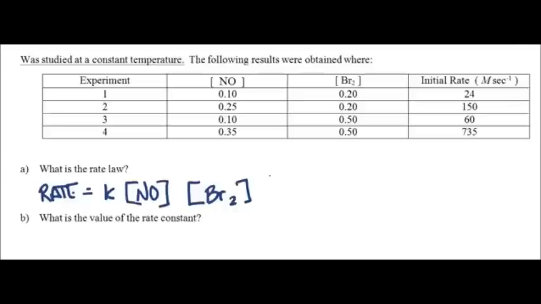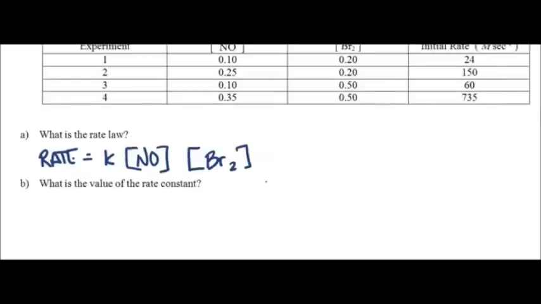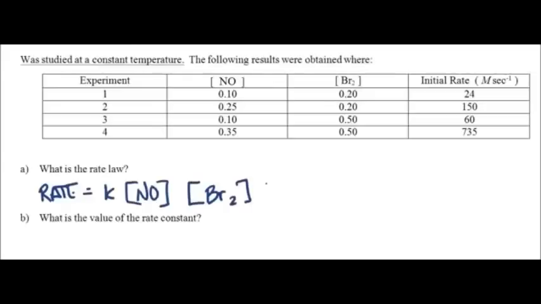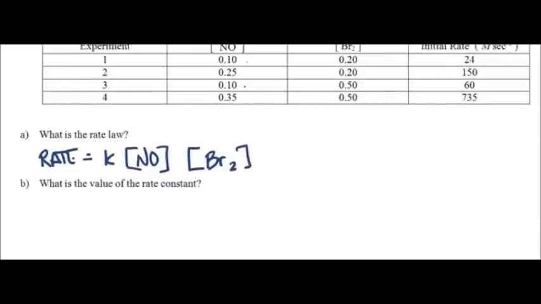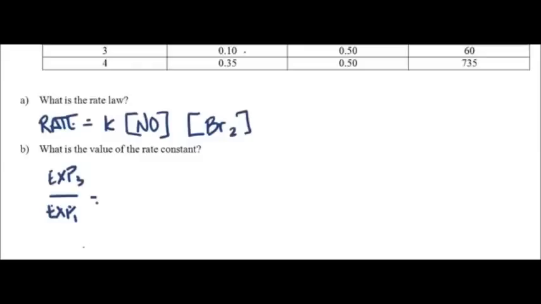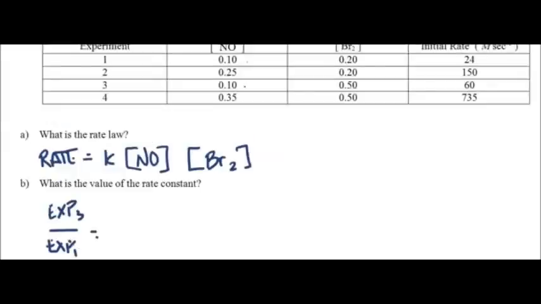Alright, just like in the first example, pick 2 experiments. Ideally, we want to try to make the concentrations the same for one of the reactants to start off with. If you look at experiment 1 and experiment 3, the nitrogen monoxide has the same concentrations there, so it's a good one to start off with. So let's compare experiment 3 to experiment 1. And again, you don't have to start with this one.